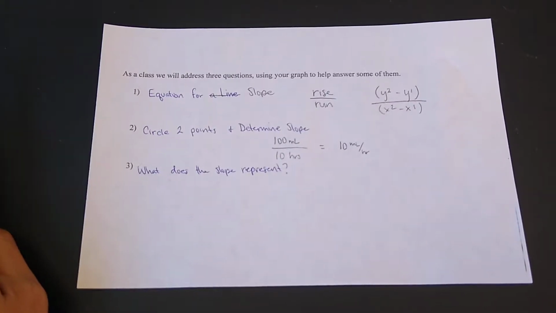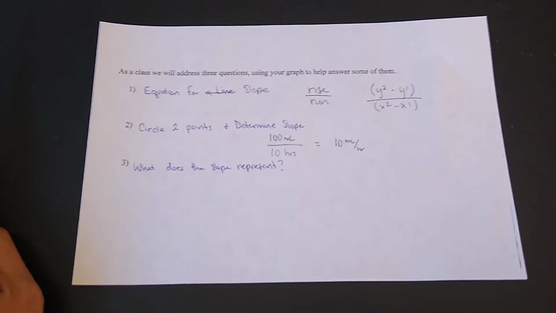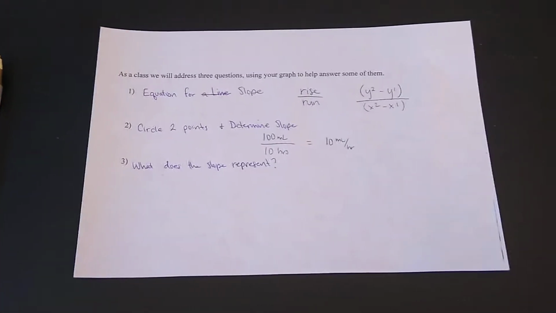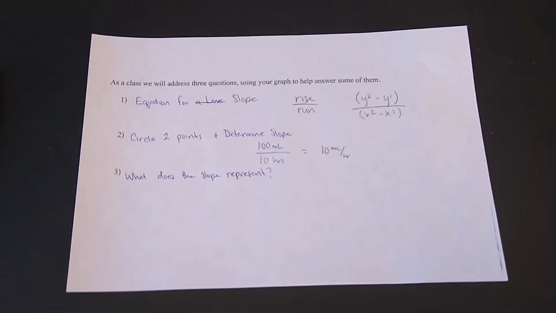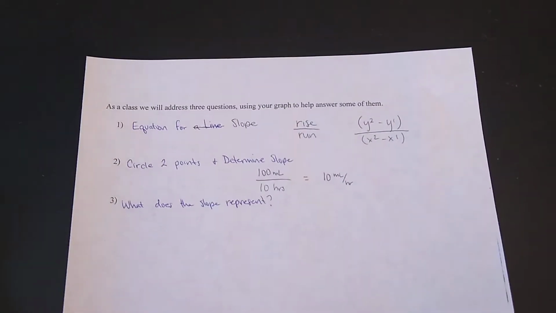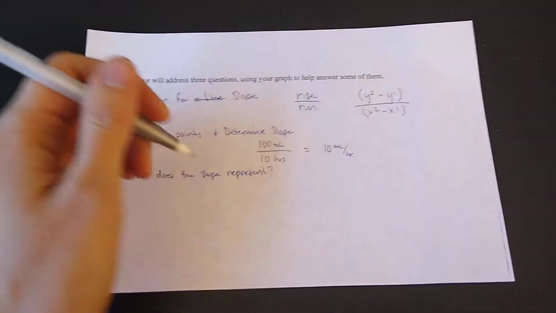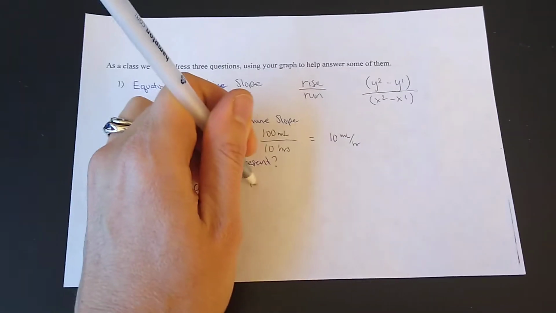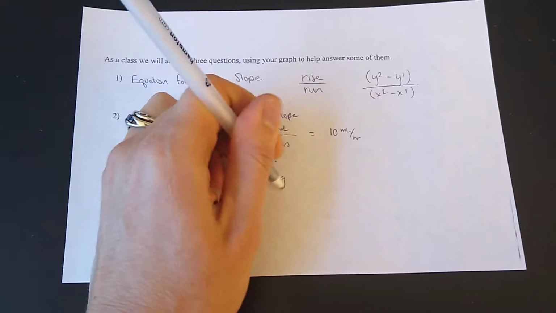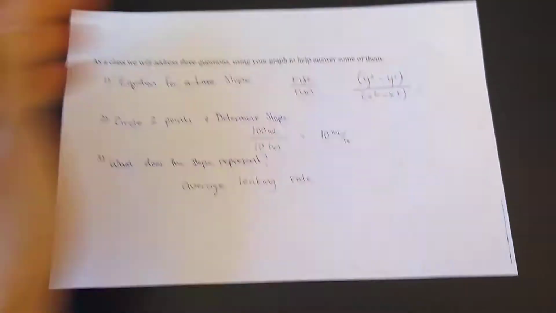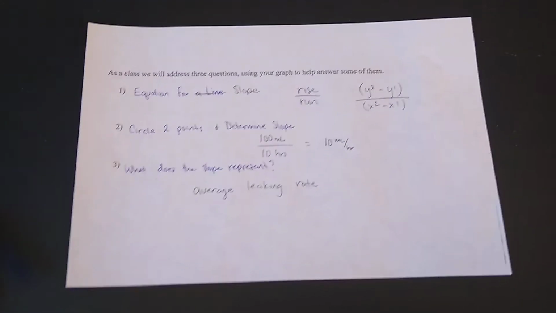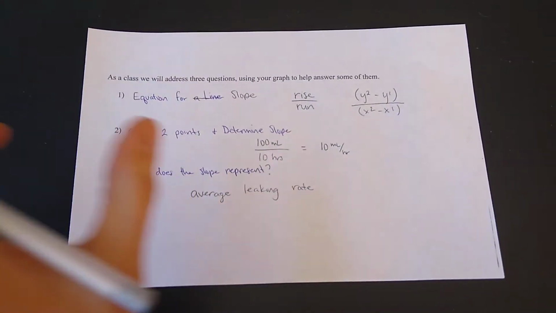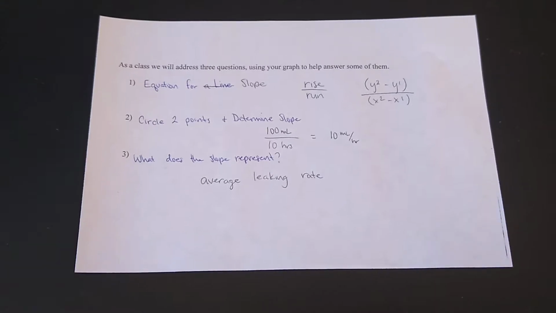So question 3 here says, what does the slope represent? Now we're talking about a faucet that is leaking throughout the day and the rate is changing throughout the day. But the slope for this line, because this is line of best fit, is going to represent the average leaking rate. Okay? It's not the average for the whole day. It's just the average rate at any given point during the day if you were to take all those rates.